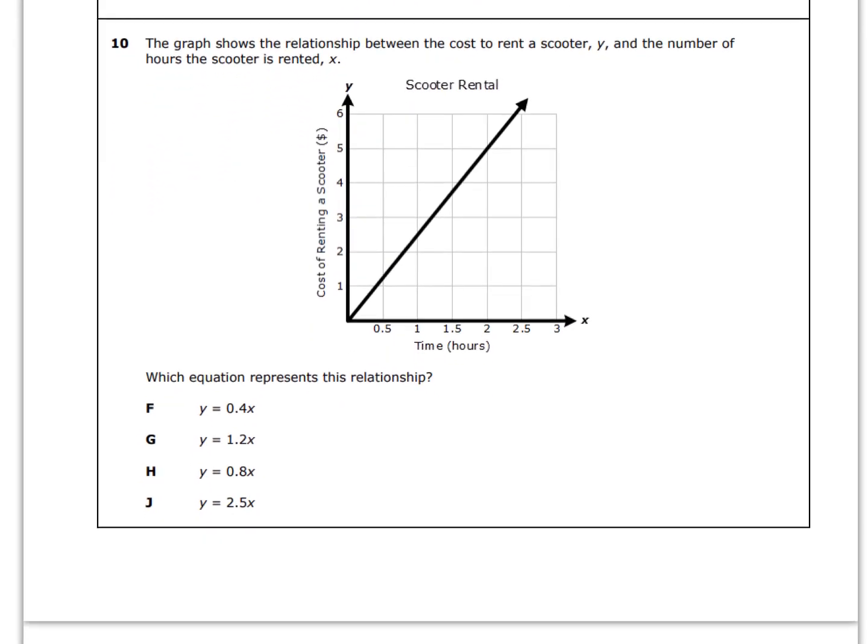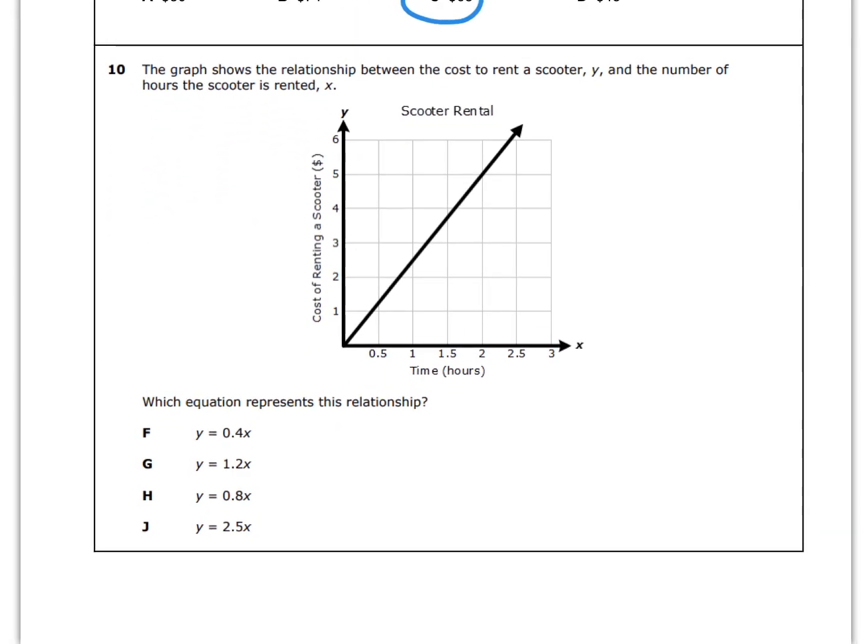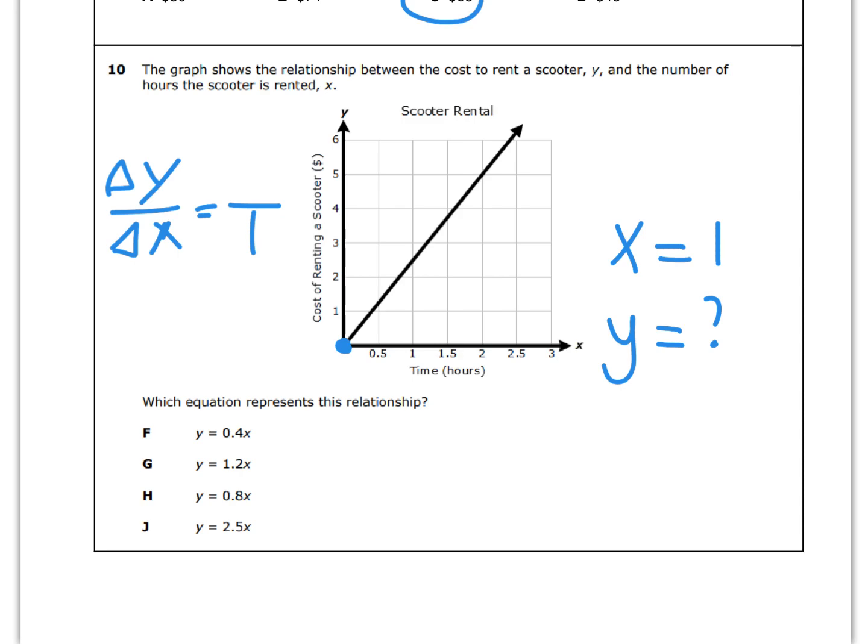The graph shows a relationship between the cost to rent a scooter, Y, and the number of hours the scooter is rented. So, a trick. If we go through 0, 0, all I need to do is go to x equals 1 to find my y value. Why does this work? Because rise over run is the change in y over the change in x. If I go to x of 1, and I put a 1 on the bottom, whatever I'm dividing by is just that number. So that's why this trick works.